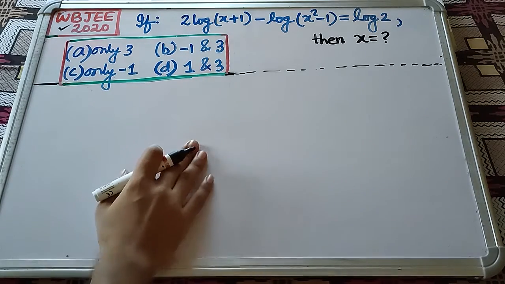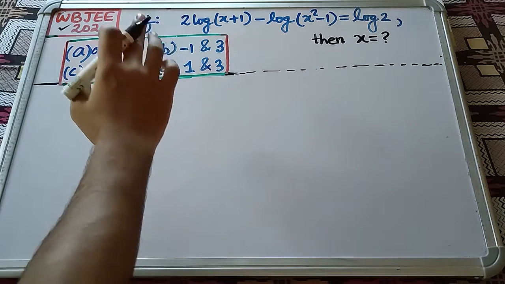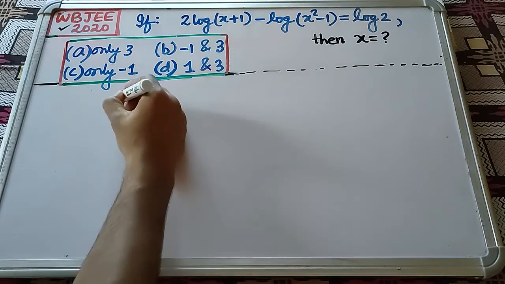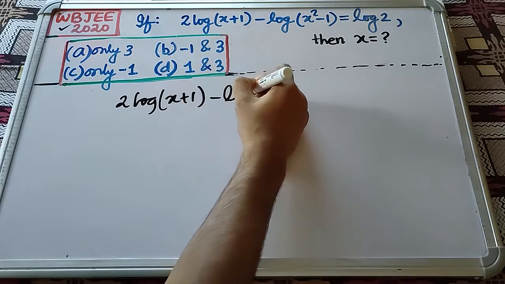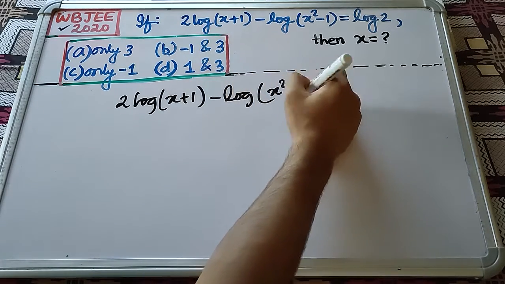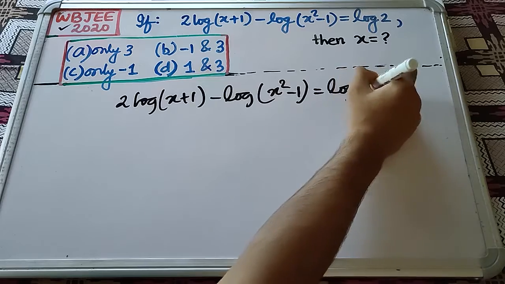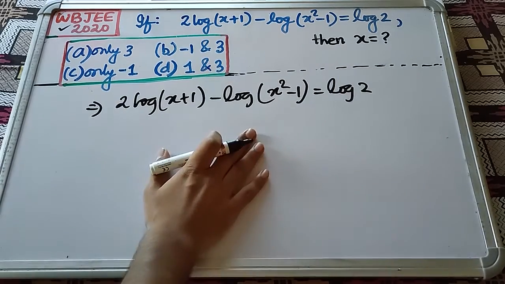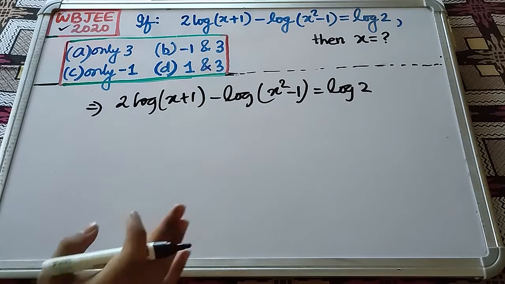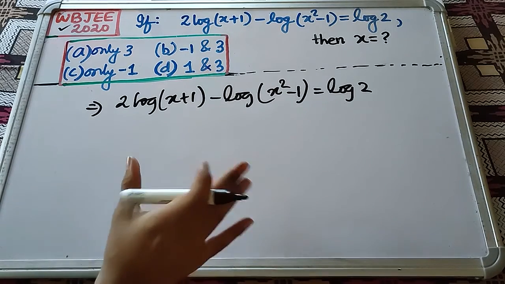So this is our first question. It says that if 2 log (x plus 1) minus log (x square minus 1) equals log 2, then we need to find the value of x. So if you want to solve the question yourself, you can pause the video right now and give it a try.